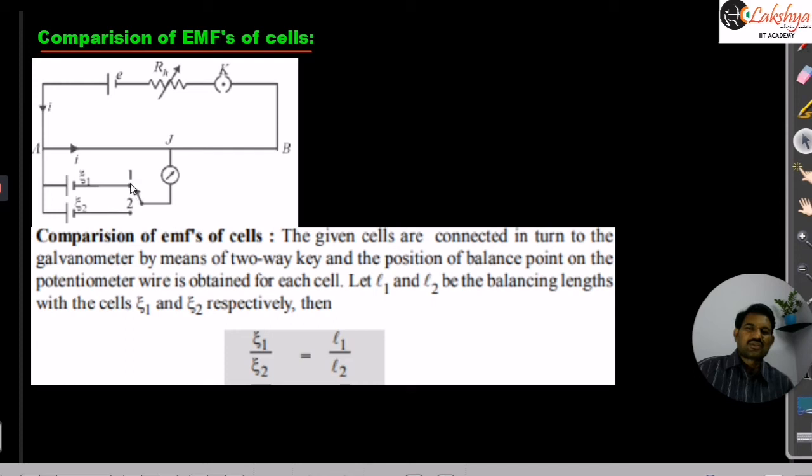So this is a two-way key that I showed now. By connecting here, E1 is connected in the circuit, then E2 is excluded from the circuit. If you change this key from here to here, then E2 will be included in the circuit. So if L1 and L2 are the respective balancing lengths, by using our principle of potentiometer, which is nothing but E is directly proportional to L, we can write E1 by E2 is equal to L1 by L2. So it is a comparison of EMF of the two cells.